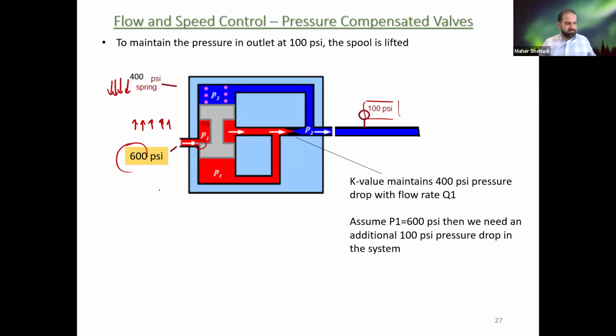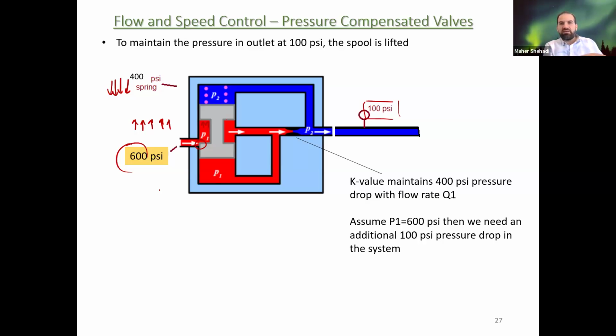Okay, is that clear? So it's very similar to the P compensated pump, and that's why this is called a P compensated valve. A change in the load sent a signal and then adjusted the swash plate inclination angle, and thus it adjusted the output flow. This is the same concept.